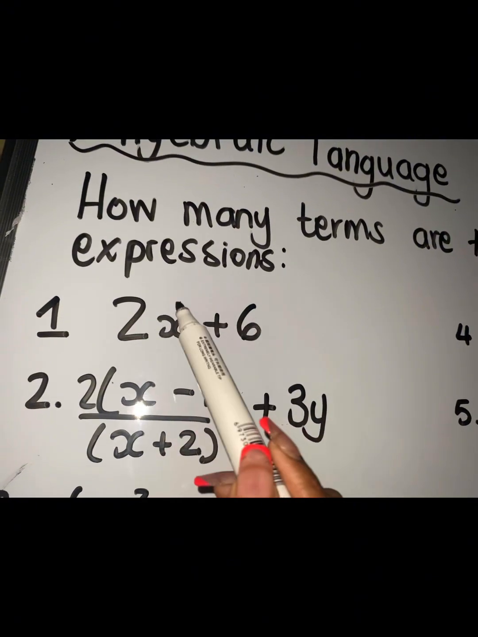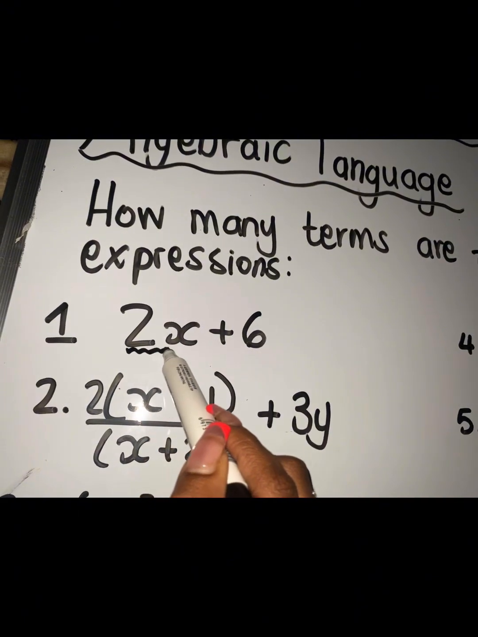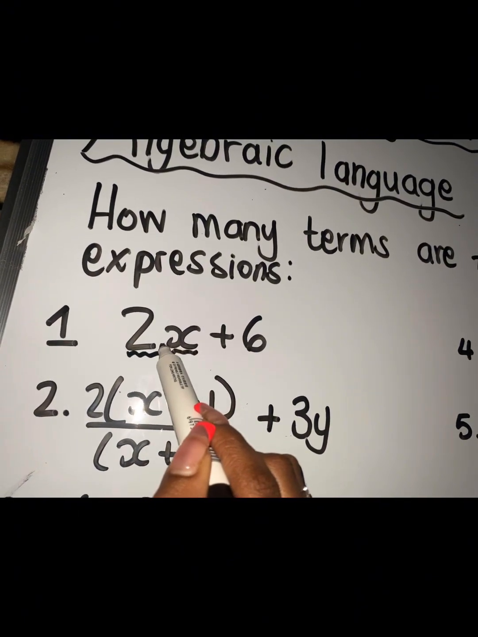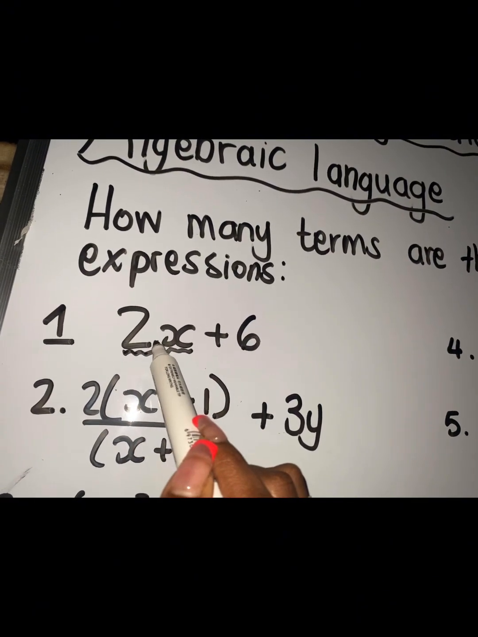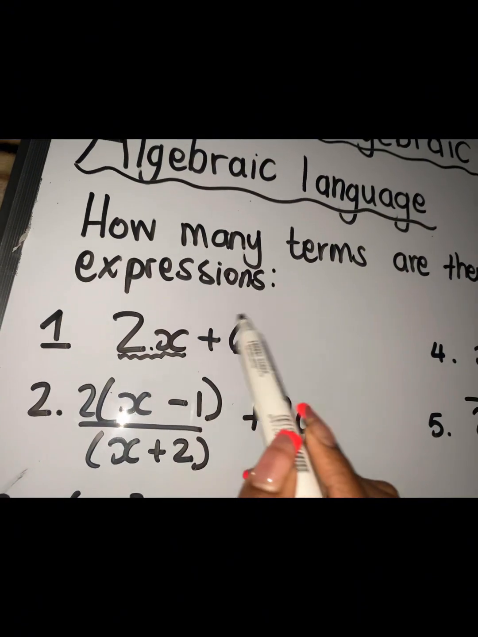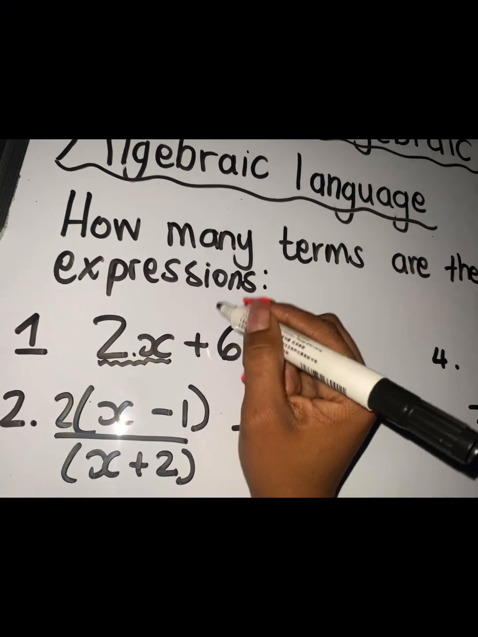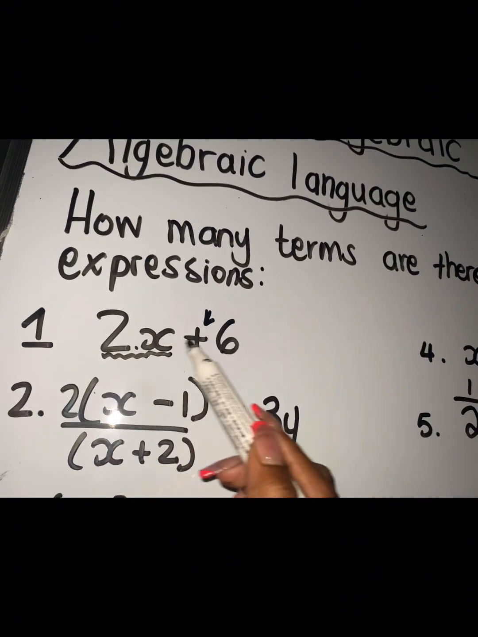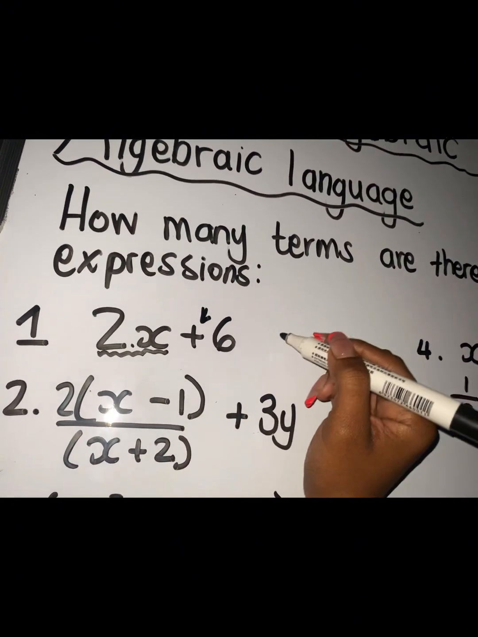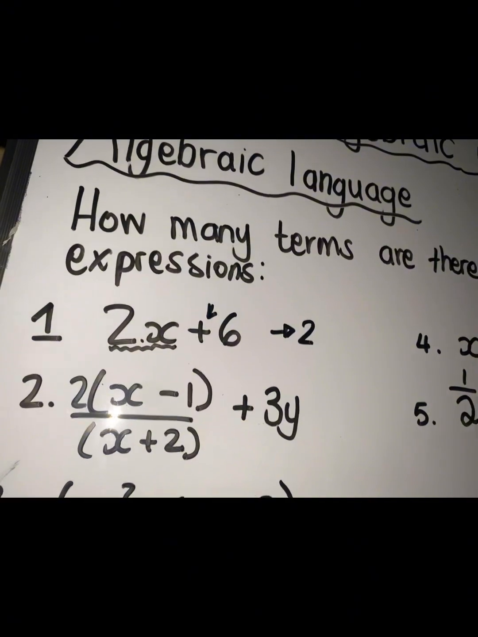Now, looking at number 1, here we have 2x. Remember, when we have two numbers that are next to each other, it means that they multiply together. We have 2 that is multiplied to the x plus 6. And now terms are separated by a plus or a minus. Now, looking at this, we can see that we have 1 and 2. So we have 2 terms because they're separated by a plus.